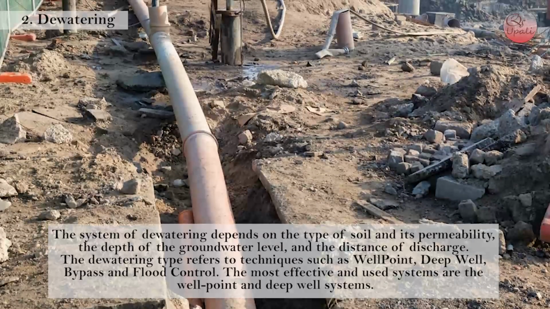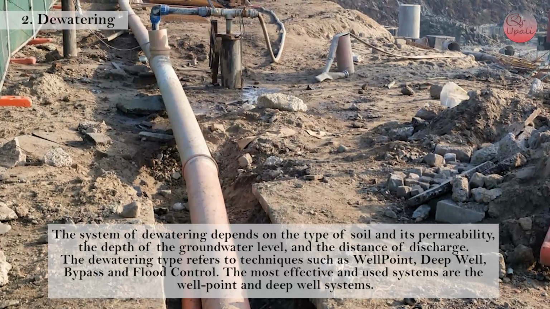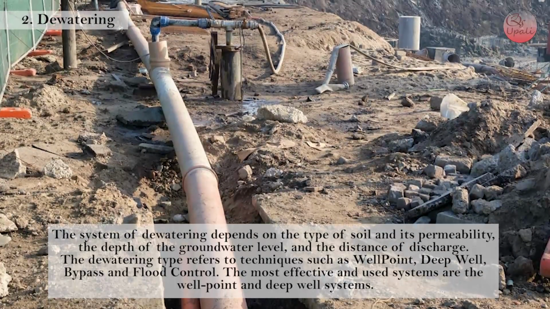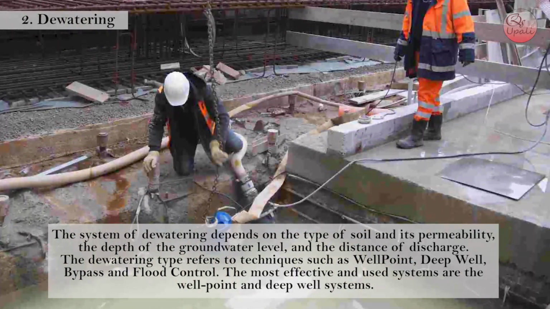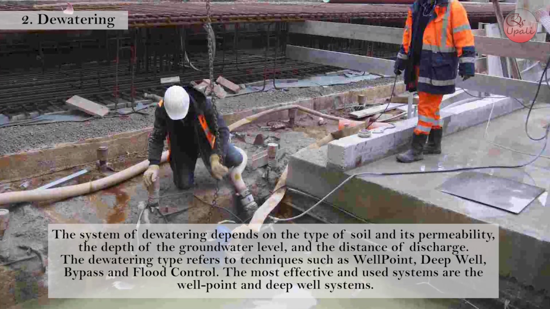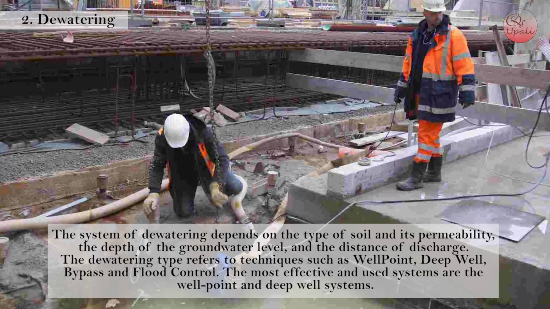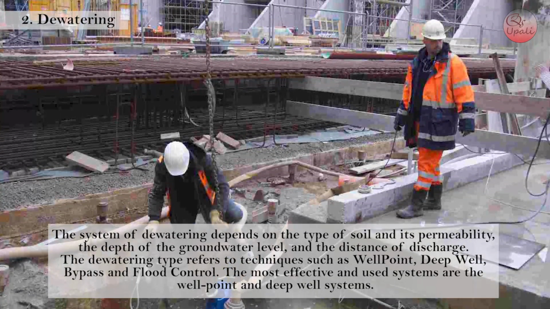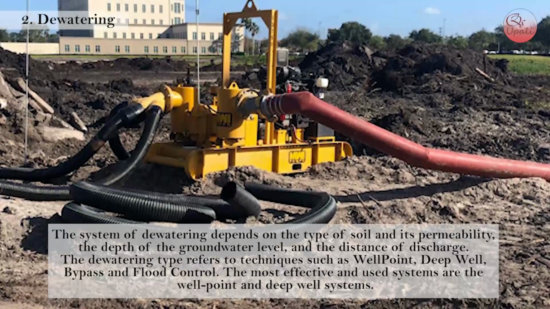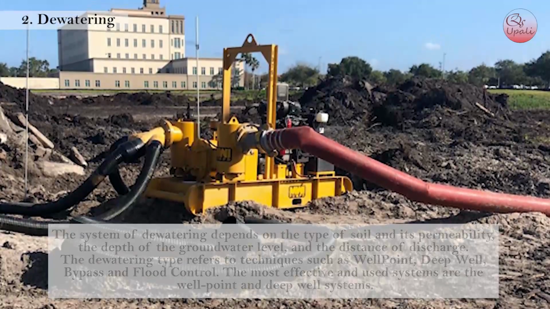2. Dewatering. The system of dewatering depends on the type of soil and its permeability, the depth of the groundwater level and the distance of discharge. The dewatering type refers to techniques such as well point, deep well, bypass and flood control. The most effective and used systems are the well point and deep well systems.